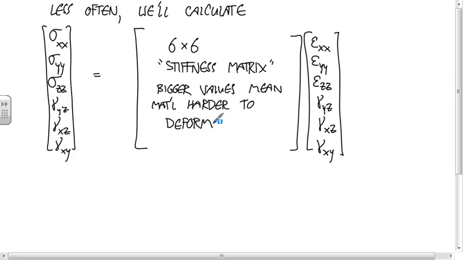Question? Is there any difference between the stiffness matrix and the compliance matrix? They're different, but they're very closely related. They have to have all the same information in them, but they're different matrices. And the relationship is this: the stiffness matrix is equal to the inverse of the compliance matrix.